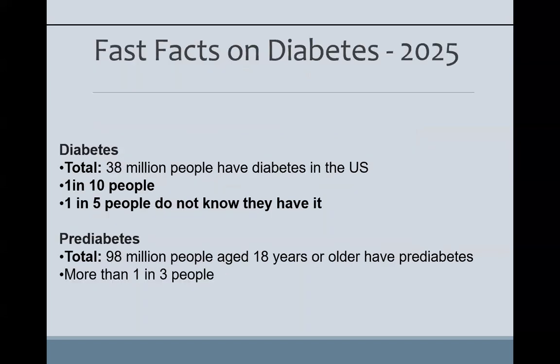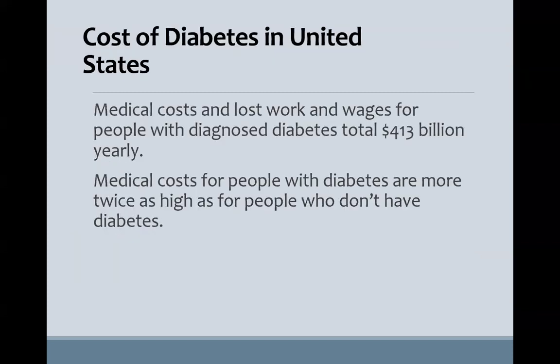We're talking about diabetes. Some fast facts about diabetes, current for 2025. Every year, this number goes up. We're up to 38 million people, roughly, with diabetes in the US. That's about 1 in 10 people. 1 in 5 people do not know that they have it. And prediabetes is even higher, getting close to 100 million people. That's a little less than a third, but close to a third of people in the US, age 18 and older, who are pre-diabetic. So we've got about 1 in 3 people.